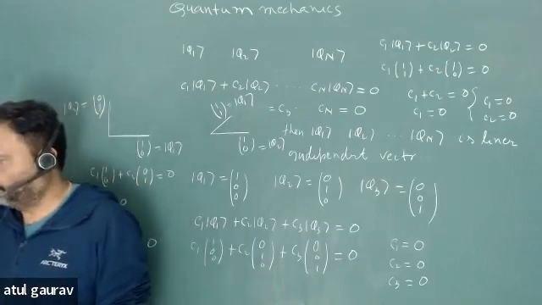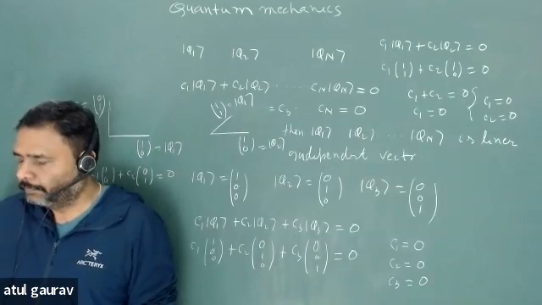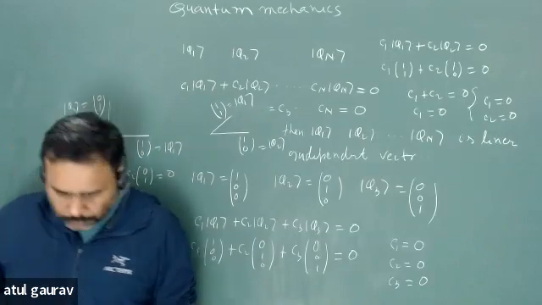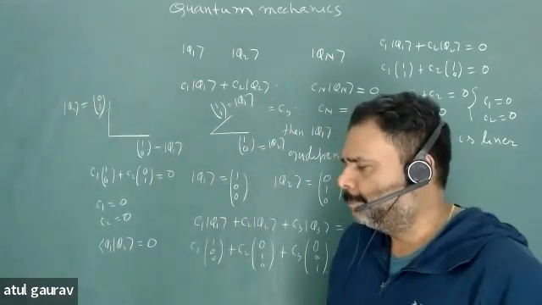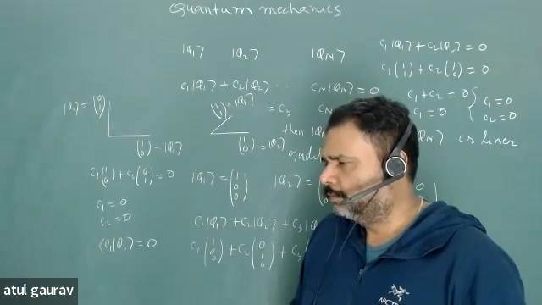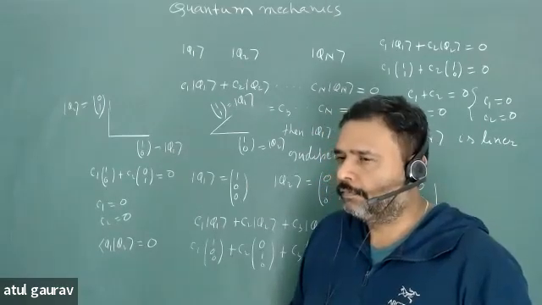Sir, if all orthogonal vectors are linearly independent, then why do we need this linear independence property? Sorry, I understood the question. Sir, if we say all orthogonal vectors are linearly independent vectors, then what is the use of the linear independence property?